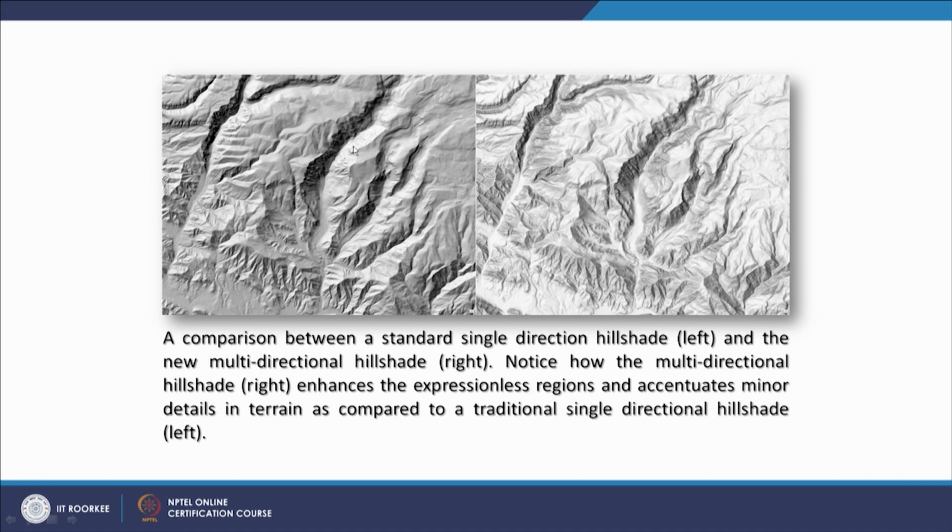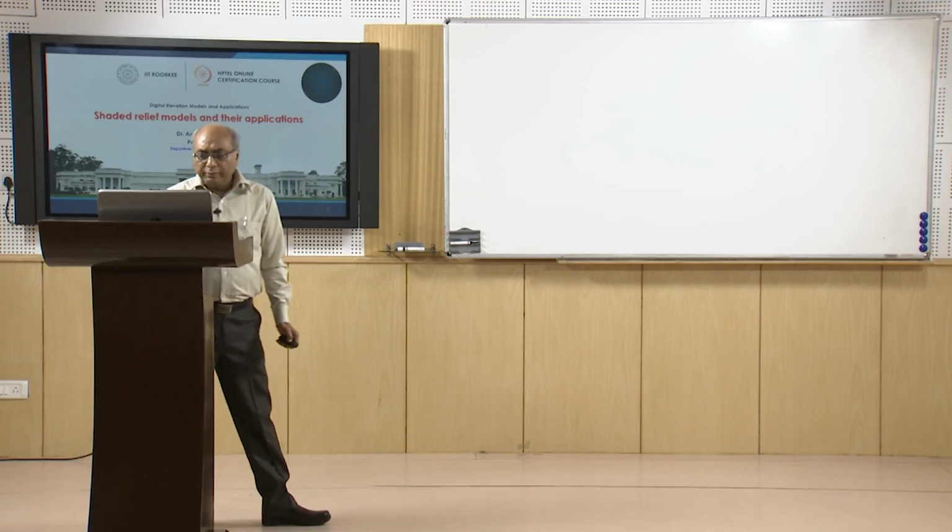In that example you can see here, in the single directional hillshade, these slopes have been overexposed, and therefore the details have disappeared. But if we go for multidirectional hillshade, then all these details are still visible here. So definitely multidirectional hillshade is very useful, becoming popular, and it has been implemented in many standard GIS software.